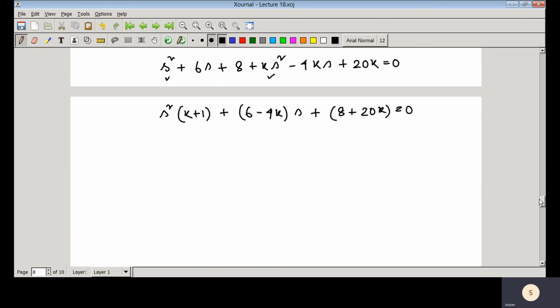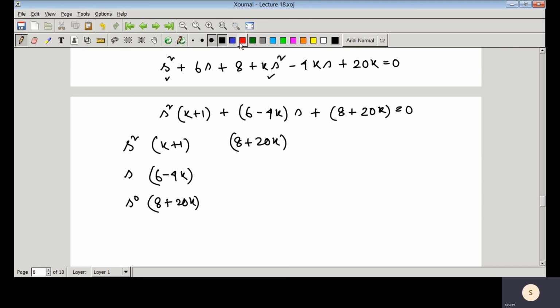So now we need to form that Routh table. So that is s square and s0. So now you have k plus 1, 8 plus 20k, and here you have 6 minus 4k, and here you have 8 plus 20k.